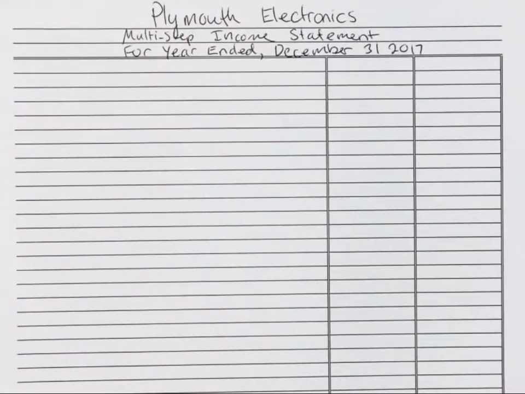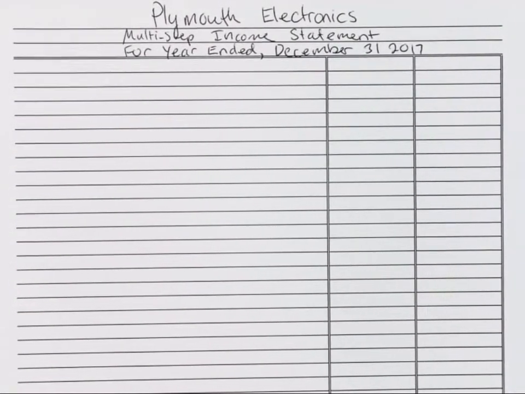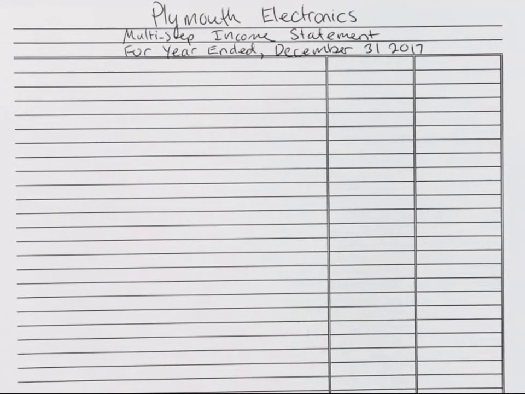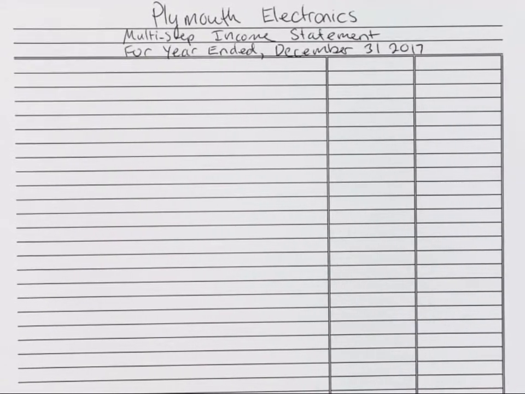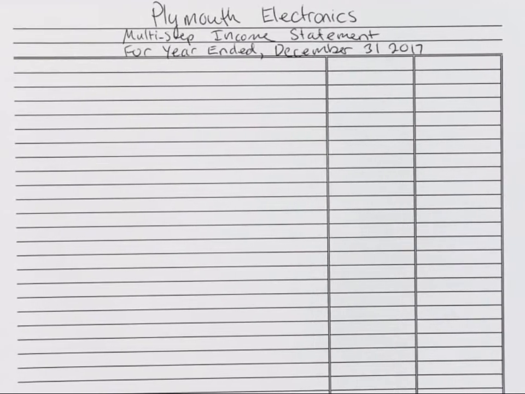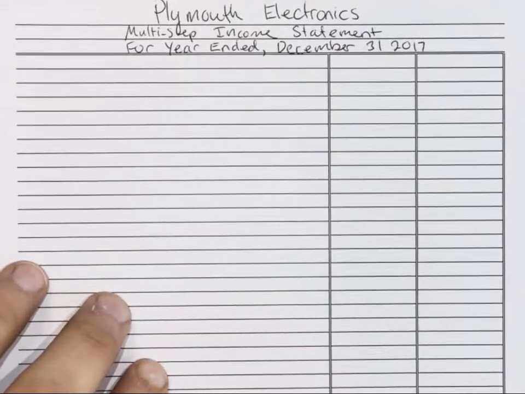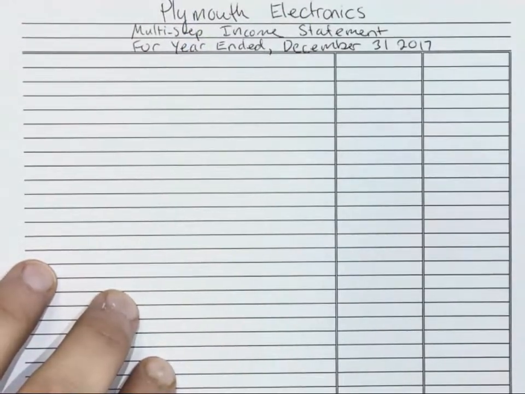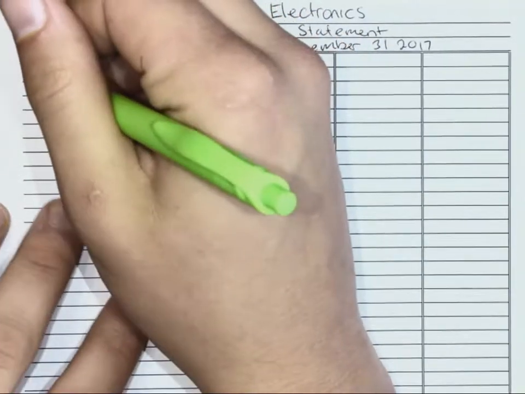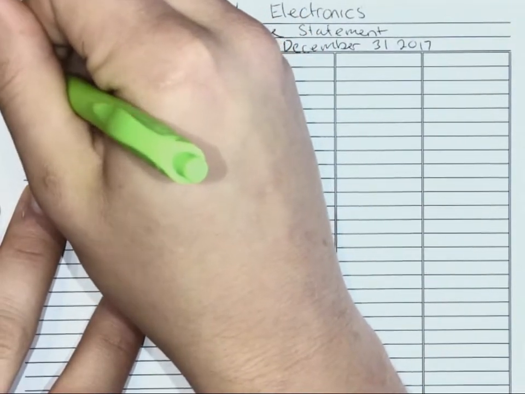So yeah, it says this is the trial balance was December 31st, 2017. And it asks for a 2017 classified multi-step income statement for Plymouth Electronics. So in this case, in the past we used revenues. Now this is a merchandising company, so this is a company that does sales. It doesn't do services. So what we're going to do is start with our sales.